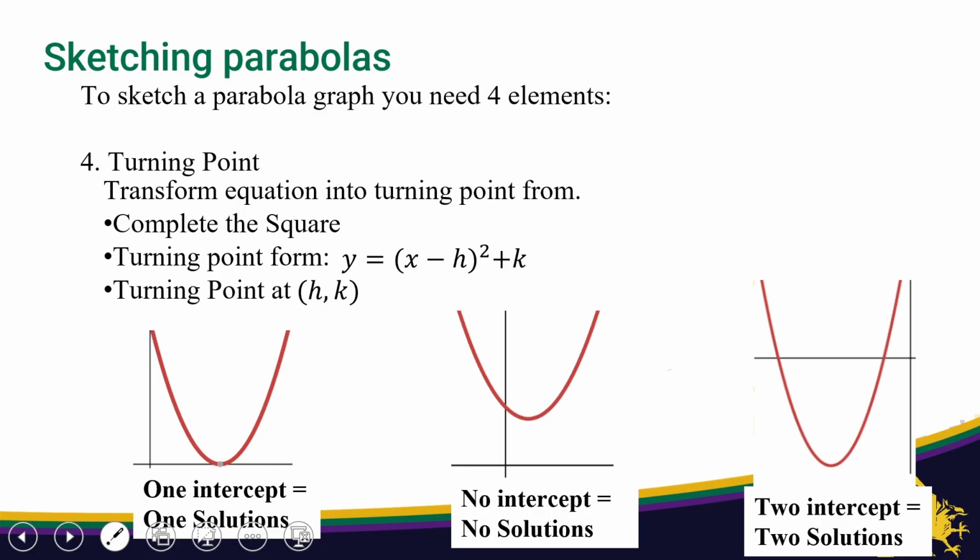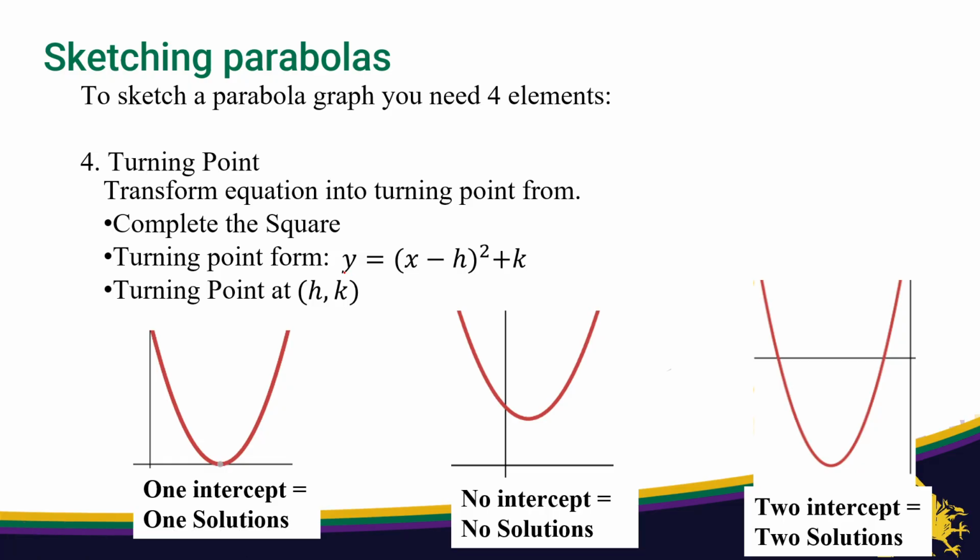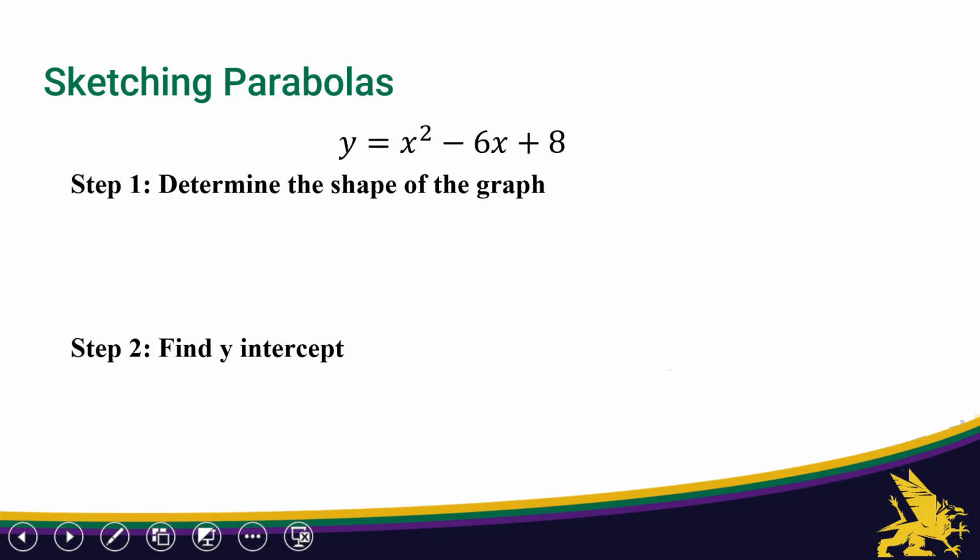Now, with finding the turning point, there's two ways we can do this. One is we can look at getting it into turning point form. The other way is we can look at finding the axis of symmetry, and we know by using the quadratic formula, the axis of symmetry is going to be x is equal to negative b over 2a. So be mindful that we can use multiple methods.